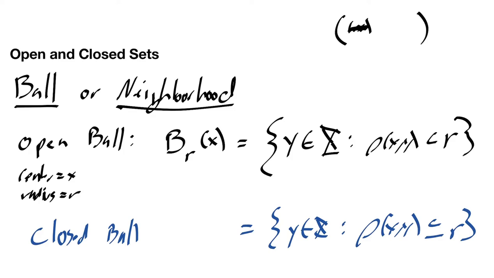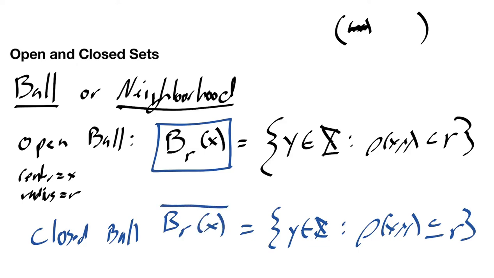And for the open ball notation, sometimes people will put a bar over it to denote the closed ball, which we'll talk about in just a couple of videos, and you'll see why we might use that notation in just a little bit. Okay, so these are the open and closed balls.